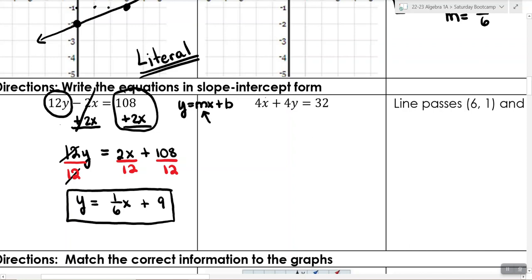All right, so now, this one right here is the one that has the y. So the one that we need to move is the 4x. Since it's positive, we need to subtract it.